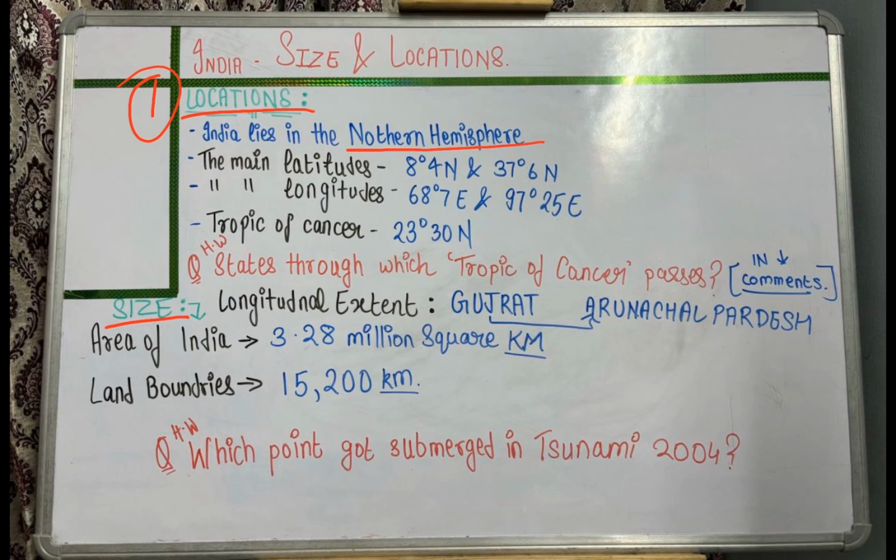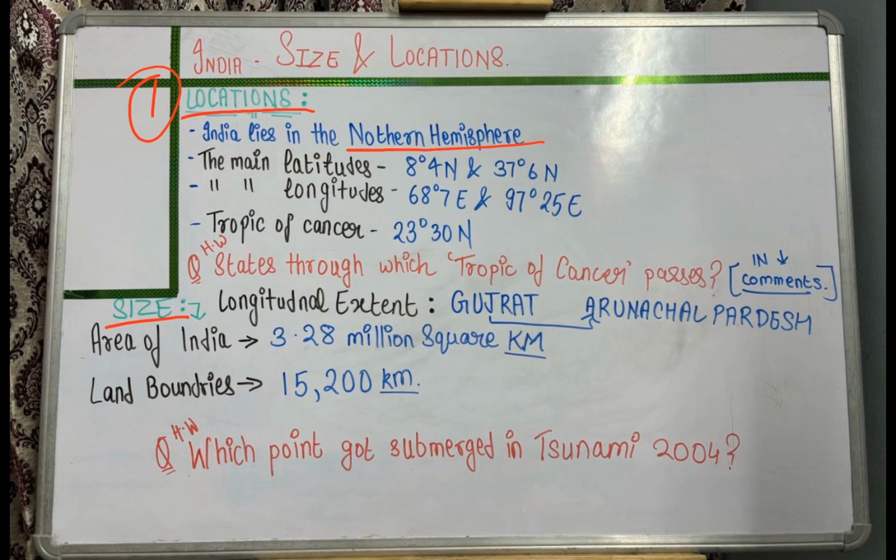Keep it in your mind that India lies in the northern hemisphere. Then come the main latitudes: 8 degrees 4 minutes north. You must be wondering why I am saying 4 minutes. This kind of unit is pronounced like this: 8 degrees, and then this 4 is pronounced in minutes. 8 degrees 4 minutes north and 37 degrees 6 minutes north are the main latitudes.